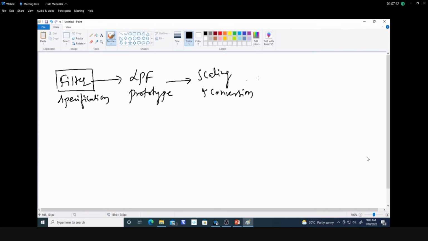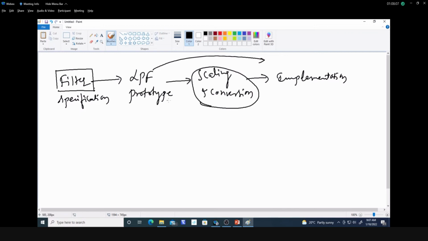Okay, then later we have the implementation. This implementation is very critical, because if you want a band pass type, we need to convert that low pass type to band pass type, or even band stop or other things. So for the same thing, whatever we are going to design, we have to do the same process. Okay, but we have not yet discussed this scaling and conversion, so that we are going to do.